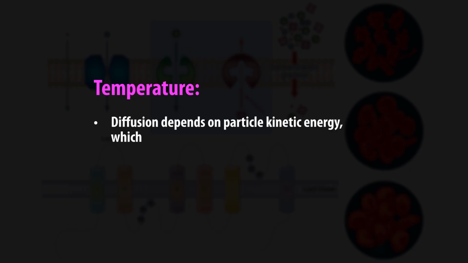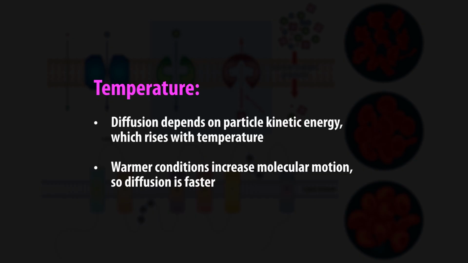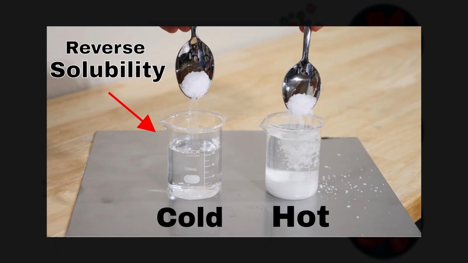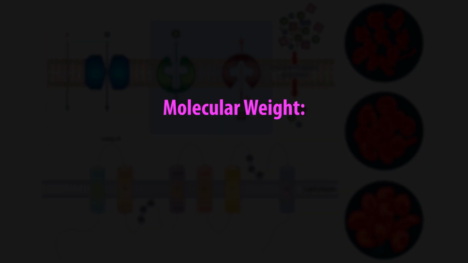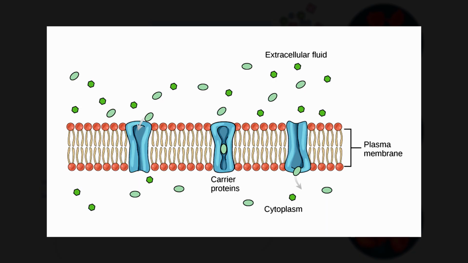Next are the factors affecting the rate of simple diffusion. The first factor is the temperature. Diffusion depends on particle kinetic energy which rises with temperature. Warmer conditions increase molecular motion, so diffusion is faster. For example, sugar dissolves more quickly in hot tea than cold. The second is the molecular weight. Smaller, lighter molecules like gases diffuse faster while heavier ones such as proteins move slowly.